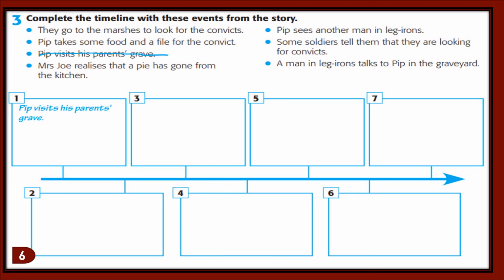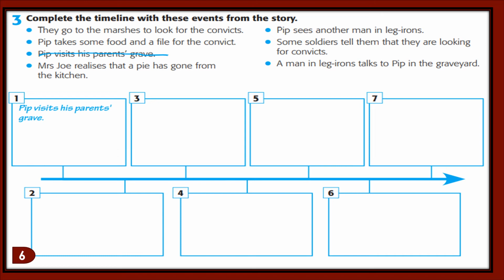Okay, let's answer this exercise. Complete the timeline with these events from the story. It says to complete the timeline. Timeline here means the chronological line, with these events from the story. Of course, it has got to be in order, in chronological order.